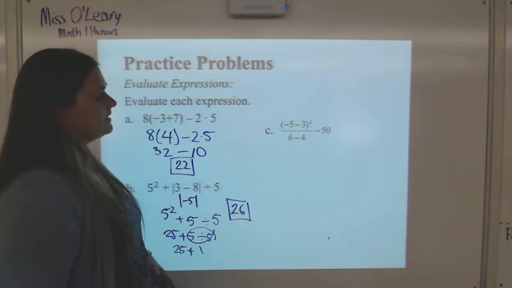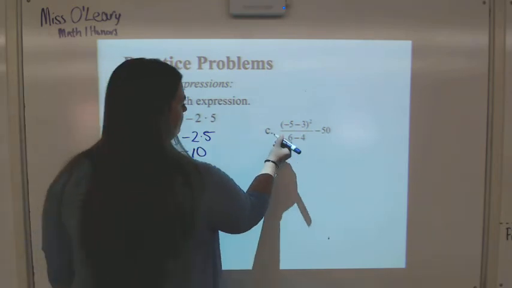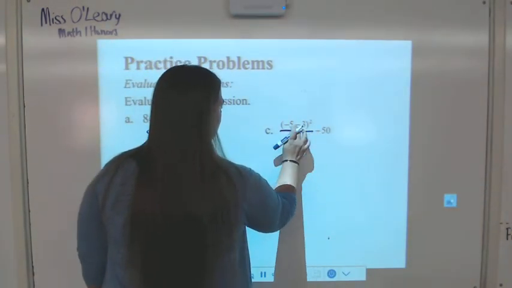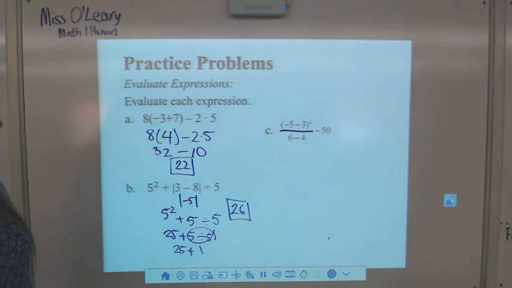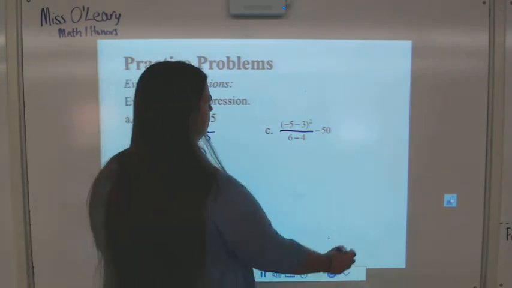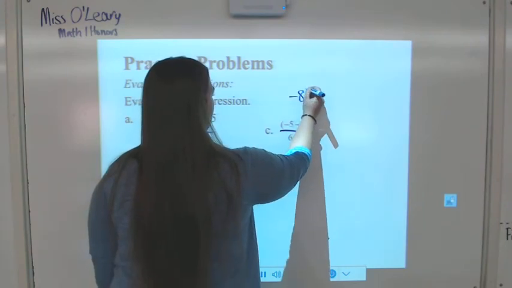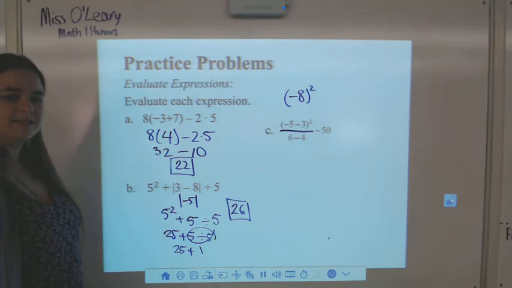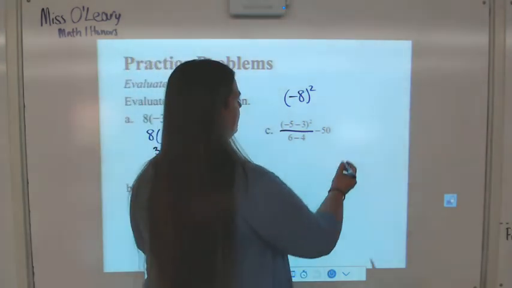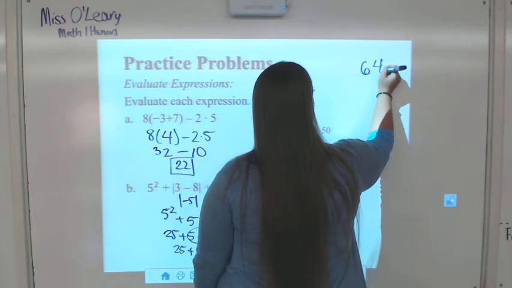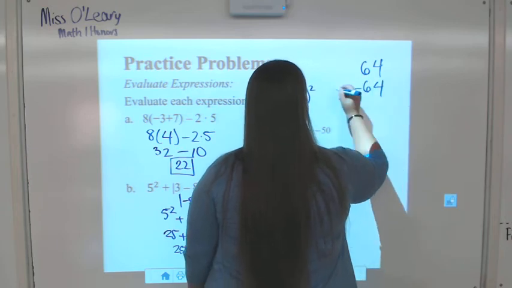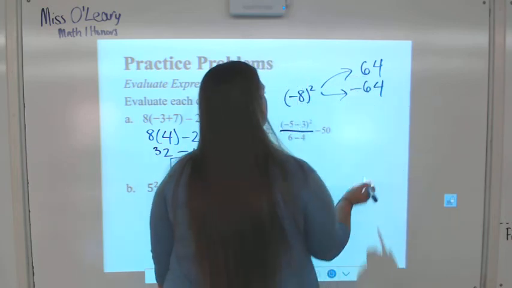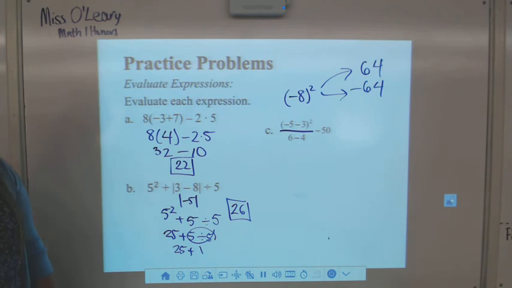So the first thing I need to do, I see my grouping symbol here. This fraction bar tells me that I have 2 separate groups. But we're going to deal with that top group first because I see more grouping symbols. I have -5 minus 3 quantity squared. So the thing I want to think about here is I've seen 2 answers. Many students get to this step here, and some students will simplify to 64, and some to -64.